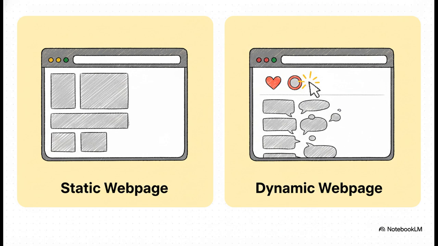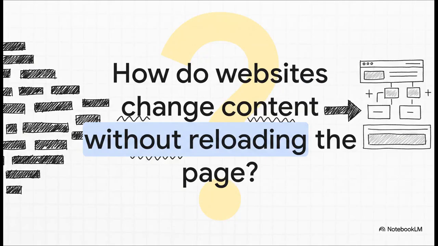But on the right, that's a dynamic page. This is more like a living application. It can change things, update a score, show a new message, you name it, all in real time without you ever hitting the refresh button. So that brings us to the million-dollar question. How in the world do they pull that off? The answer is this really powerful concept that acts as a bridge between your HTML structure and your JavaScript code. And that bridge, my friends, is called the DOM.